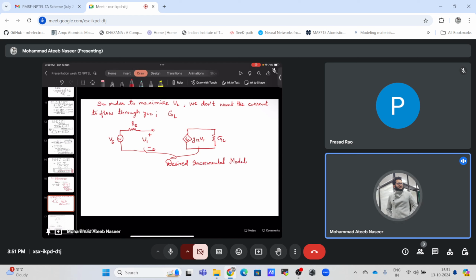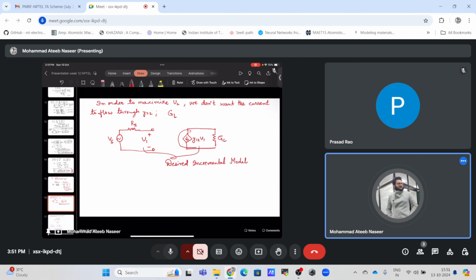Okay, so this is our desired incremental model, and this is what you mostly use, considering an ideal amplifier. We want to have the maximum gain, and as a result of this we want to have a voltage controlled current source, controlled by V1. The signal we are applying at the input, and we are getting its amplified version at the output. So this is how you derive the small signal model for the ideal MOSFET or ideal amplifier case.